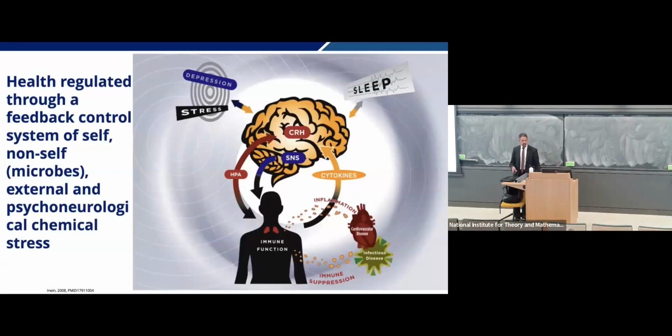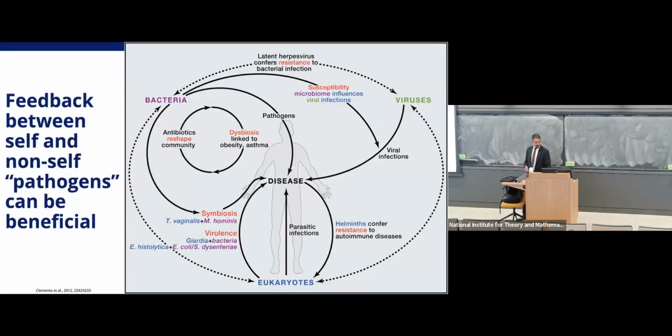The other reason is that health is regulated through this feedback control system of self versus non-self. Right? So this combination of external stress, external neurochemicals, all surrounding your body, plus how much you're sleeping, et cetera, really determines your overall health, right? It's not just, oh, are you infected or not, right? Not just you have an immune system that's strong enough to fight off things. There's also interactions with your microbiota, all right? There's this feedback between self and non-self.